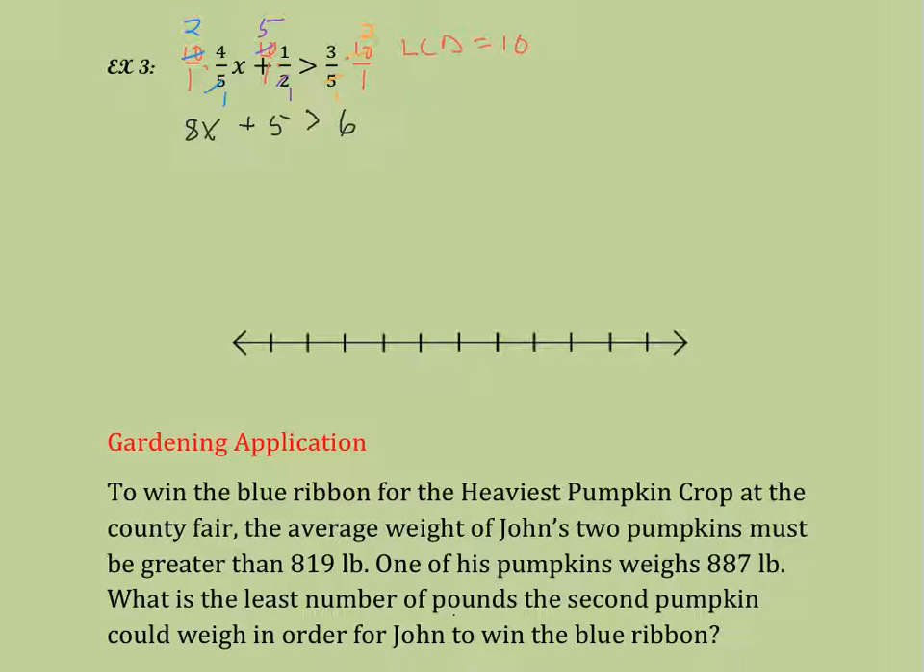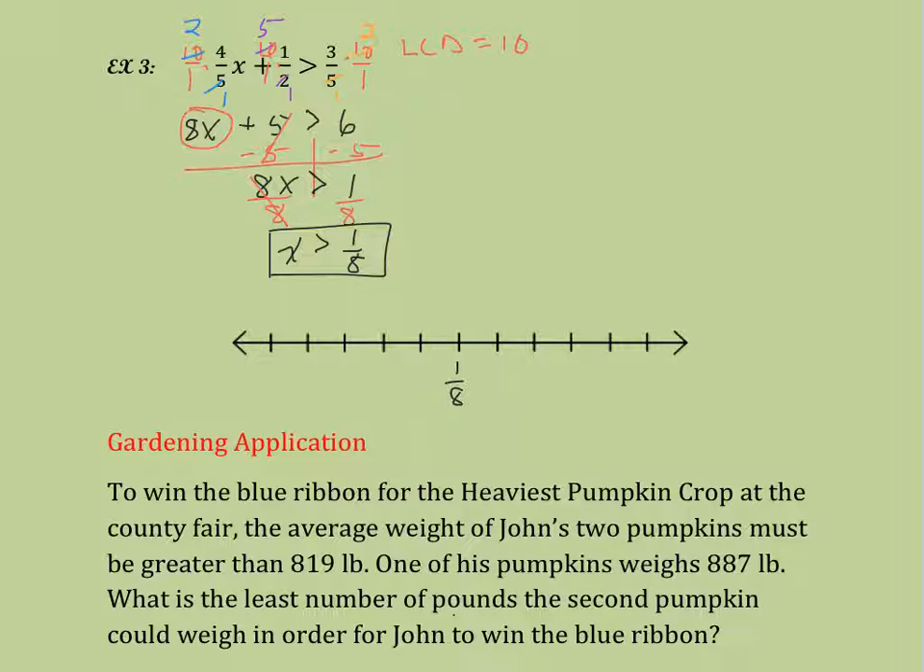We're going to get the 8x by itself. So I want to get rid of the plus 5, so I'm going to subtract 5 from both sides. I end up with 8x is greater than 1. When I divide by 8, we do get another fraction answer. So x is greater than 1/8 is our solution. So that's going to be my middle boundary point, 1/8.